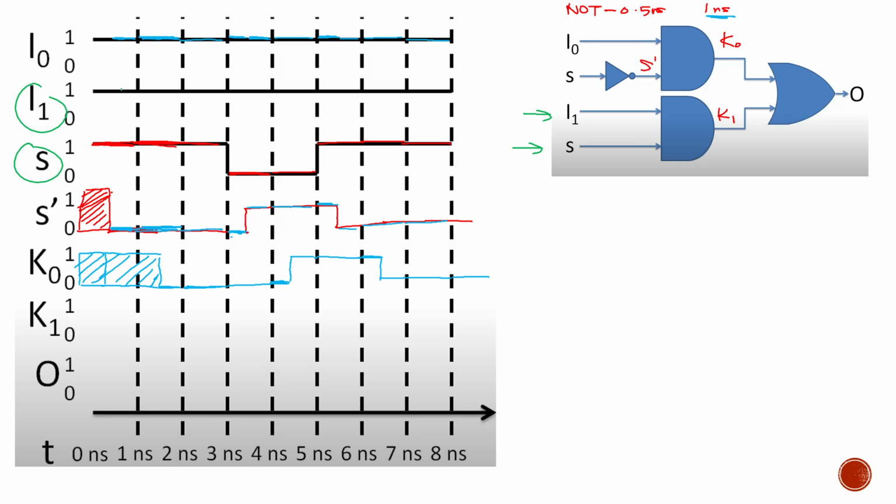This one has no intermediate NOT gate, so we can just draw it directly. I1 and S, so it's going to be an AND operation. This is the AND gate here. 1 and 1, so we got high and high, so K1 has to be high here. You might be tempted to draw that, but if you consider propagation delay, you cannot start drawing that. You have to start drawing after it's delayed by exactly 1 nanosecond. So the signal only comes out after 1 nanosecond, so you have to start drawing over here.